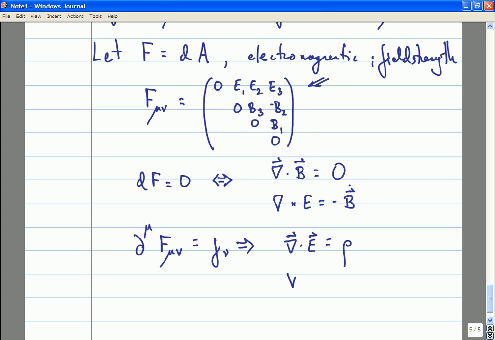And the nu equals i component of this would give you the other Maxwell equation, del cross B minus E dot is equal to the vector J. So I haven't worked this all out for you completely explicitly. In fact, on your next problem set, the one that I'll hand out the first Monday that you get back, I'll ask you to work this all out explicitly.